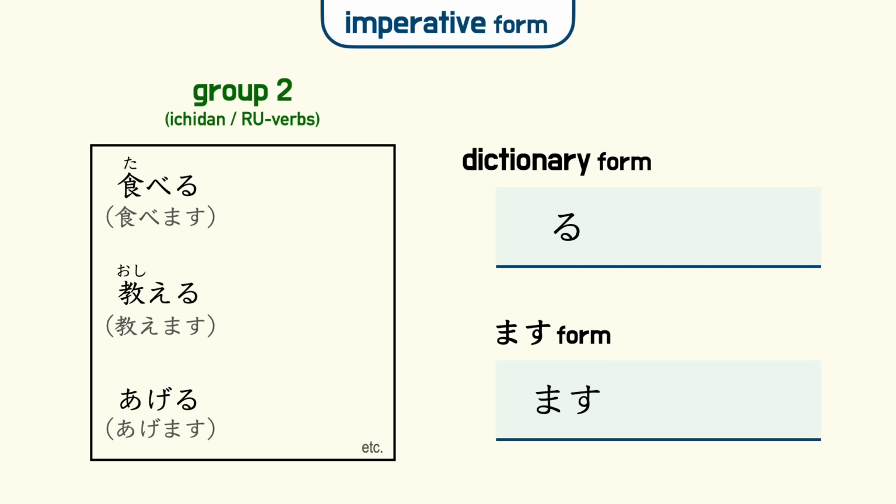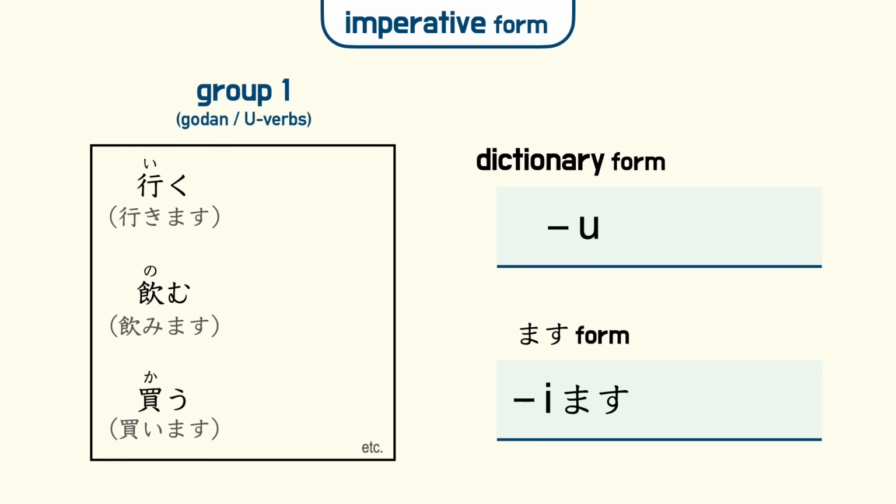Next, group 2 verbs. For group 2 verbs, if it's the dictionary form, change the final る to ろ. If it's the ます form, change ます to ろ. 食べる, 食べます, 食べろ. 教える, 教えます, 教えろ. あげる, あげます, あげろ.